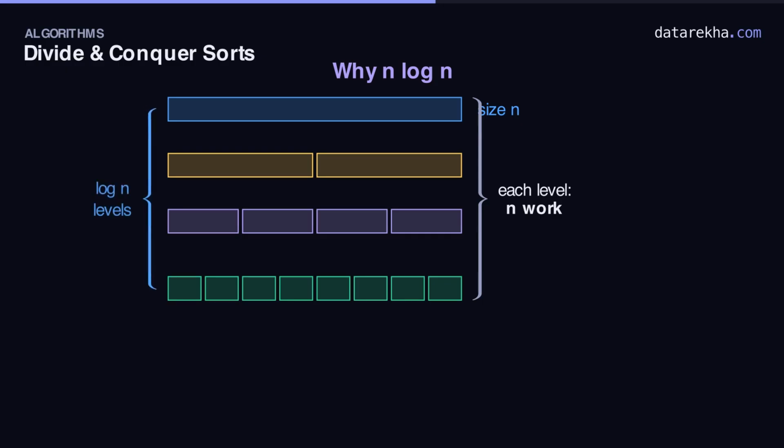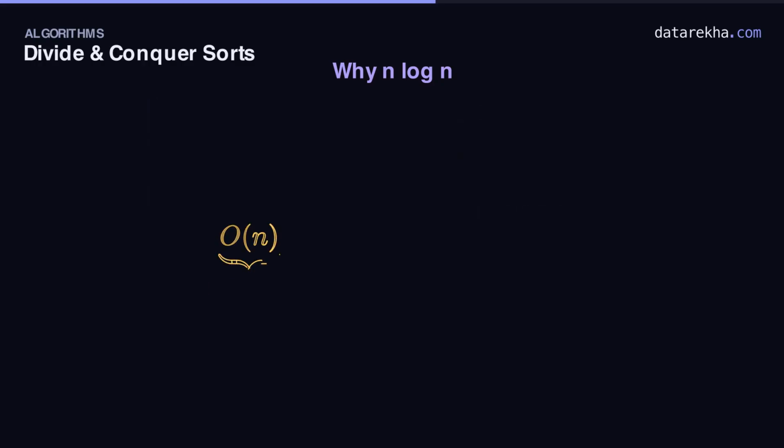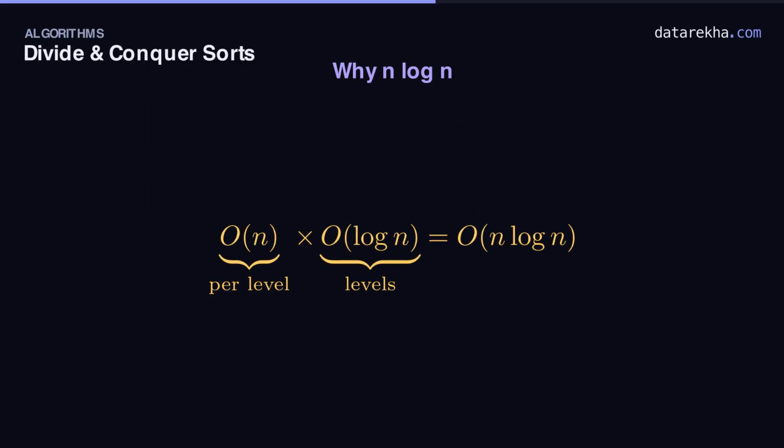And how many levels are there? Since the size halves each time, you can only halve n about log n times before you hit 1. So it's n work per level times log n levels. Multiply them. N per level times log n levels gives n log n. And this is why merge sort is so dependable. Best, average, or worst case, it is always n log n. It never has a bad day.